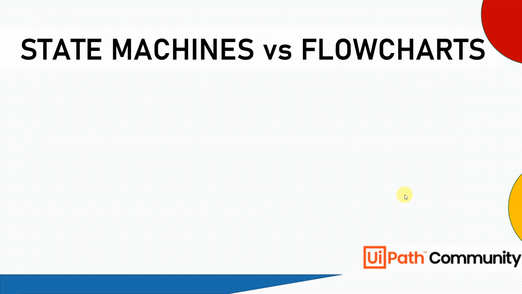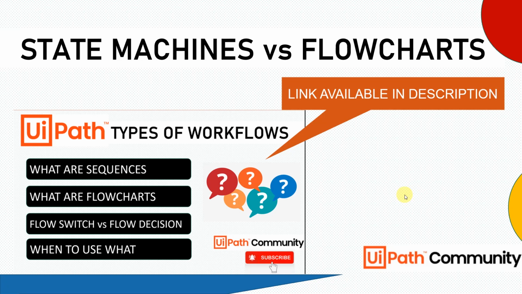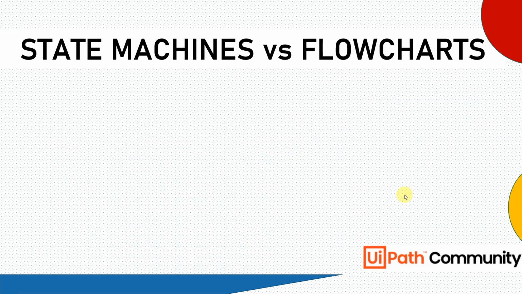Now, we have all seen flowcharts. The question arises: we totally understand how a sequence is different from a flowchart. If you don't really understand the difference between a sequence and a flowchart, you can watch the video. I'll put the link in the description and you can refer to that. Assuming you have seen the flowchart, the question arises: when we already have a flowchart, why exactly do we require a state machine in UiPath or any process or automation?